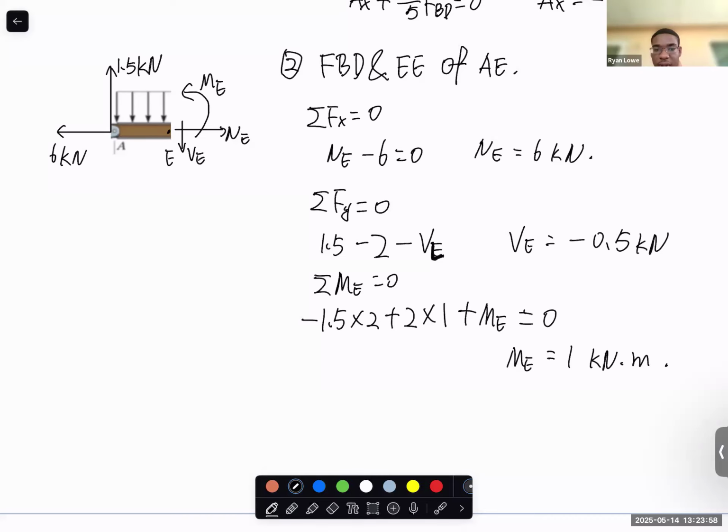Sorry, to go back to the VE, if we assume that it was going downwards and our result became negative, that means there's a positive shear moment at that point E, right? That's what I think. I forgot what to say here. So, good question.